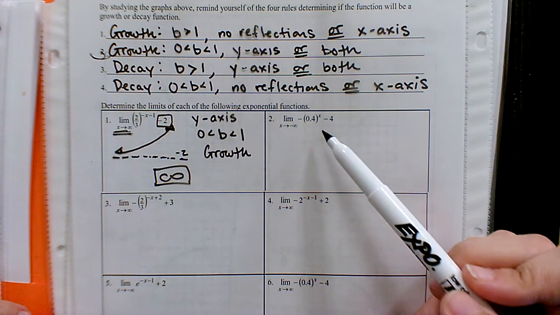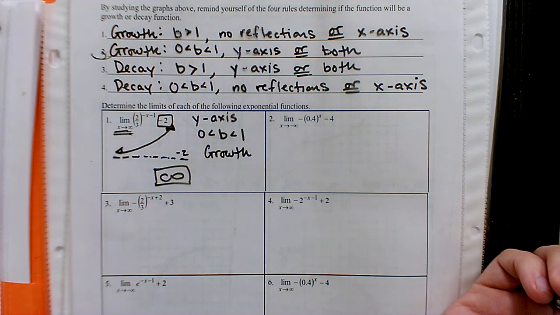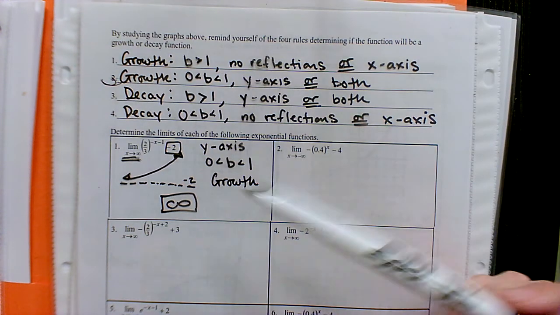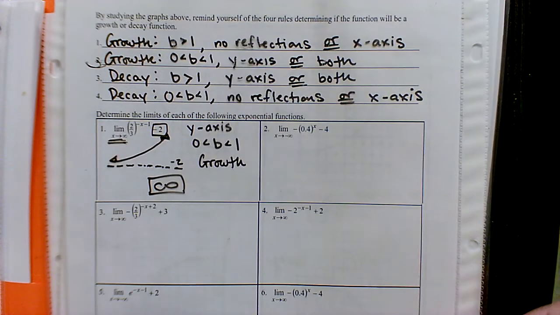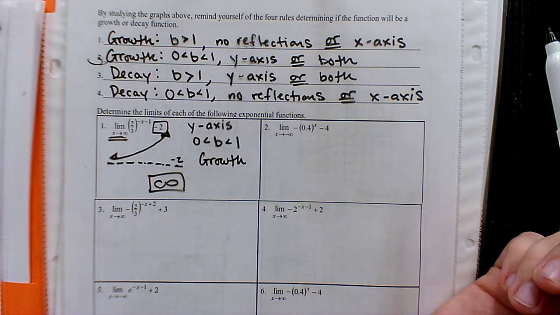Okay, let's try the next one. Where's the negative? What type of reflection do we have? Can we identify if the base is bigger than 1 or in between 0 and 1? And from there, we can either use our little shortcuts up here or try to think about what the graph might look like. Any thoughts? Let's start with the reflections first. Where's our negative located?